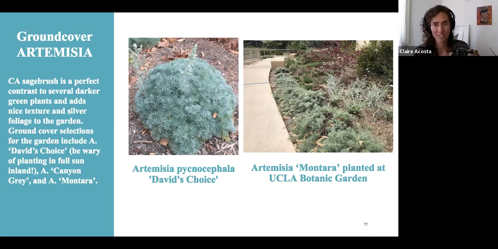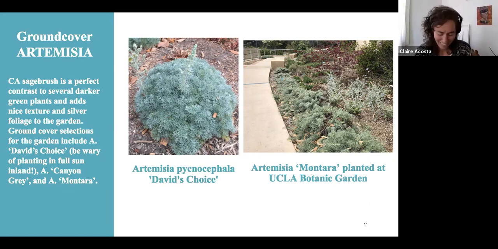But specifically pycnocephala, David's Choice does. And there's also the Artemisia californica Montara and Canyon Gray. Here on the right is Montara, and it kind of has more of a mounding. And then the Canyon Gray kind of spider spreads out. So there's options. Actually, someone sent the Artemisia Canyon Gray in the homework, so you'll get to see that if you want to.